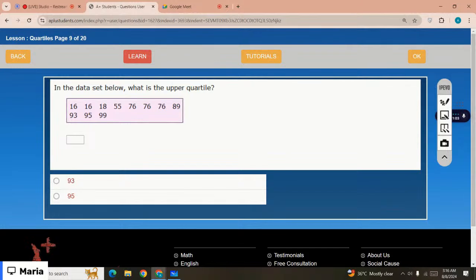In the dataset below, what is the upper quartile? It is option number 1, the correct option, right? Okay, you can complete the lesson by yourself later today. Let me just move on to the next.